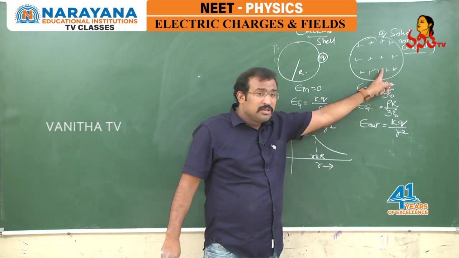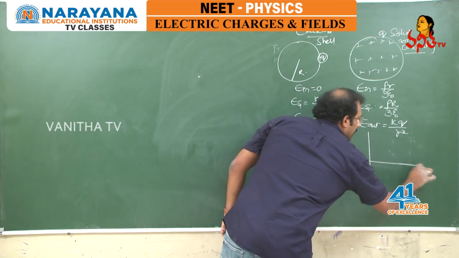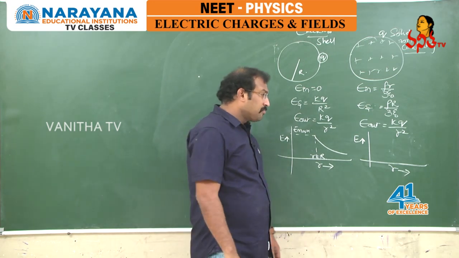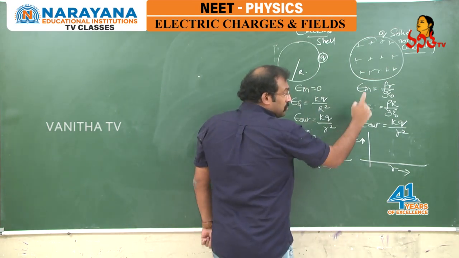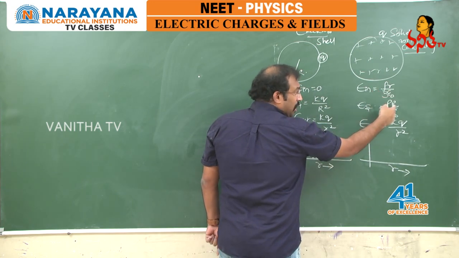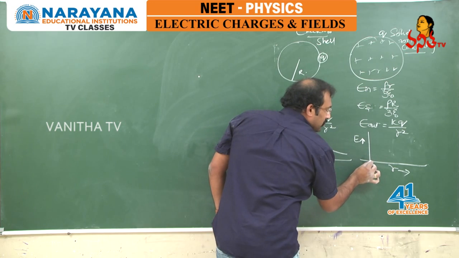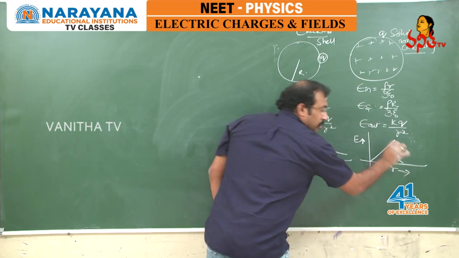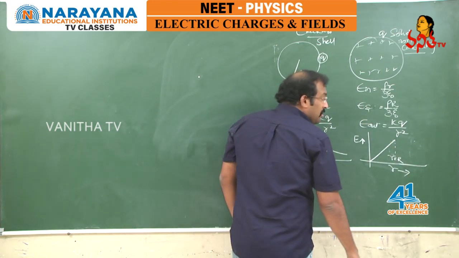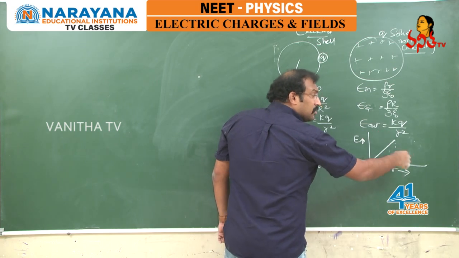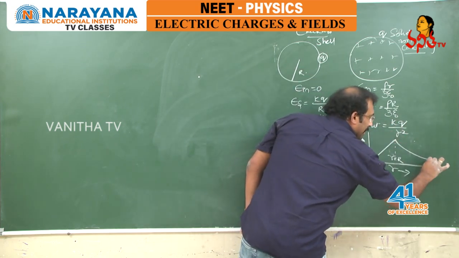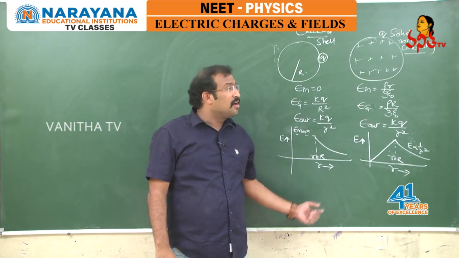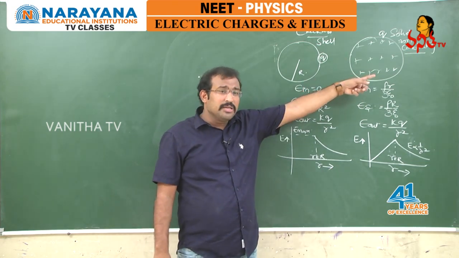If we draw it for a solid non-conducting sphere, how does the electric field vary with distance? Up to r is equal to R, the electric field is directly proportional to r, and on the surface it is maximum. From r is equal to R outside to any point, it will be like this. E is inversely proportional to r square. These are the two graphs that we can draw for a conducting shell as well as a non-conducting sphere.